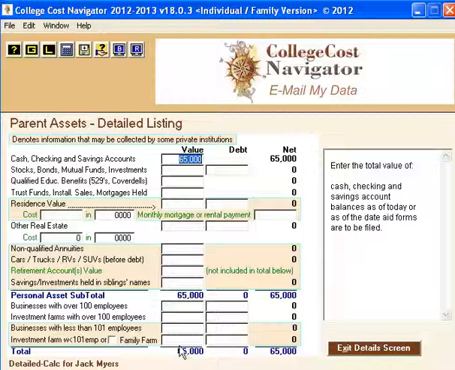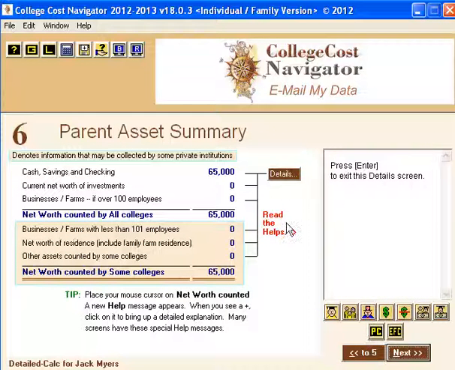If you're not sure about something, just take a note, and we'll talk about that. Basically, I can oftentimes determine by looking at the information you provide if there's something missing. This is your asset summary. That's the screen we were just on.